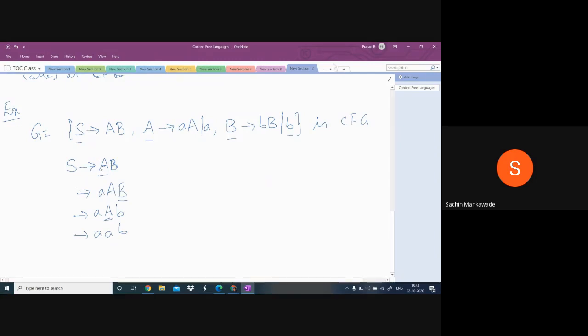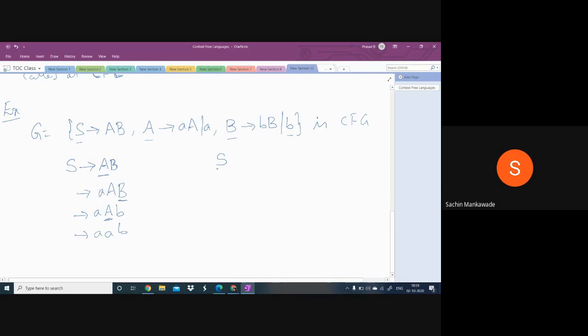So I repeat, S is the start symbol, AB. After this step, you can apply a production in A place or B place. First, I applied in A place AA. And now, in this, you can apply in A place or in B place. I have applied in B place, and now in A place. So we got this AAB. Whatever string we have derived, that derivation we can represent using trees.